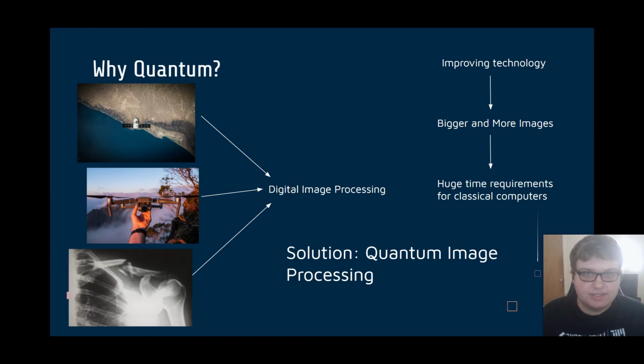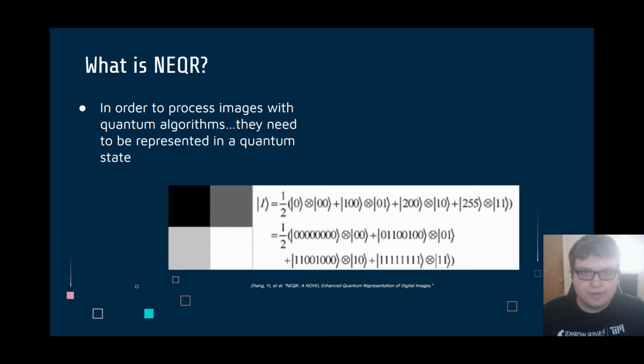As our image and sensor technology has evolved, we now need to process more and larger images. This can begin to cause time problems for classical computers. One possible solution to this is quantum image processing. Now, in order to process images using quantum computers, the images need to be in a quantum state. This is what NEQR is used for. It transforms an image like this simple 2x2, for example, into a quantum state where it can be stored and utilized by other quantum algorithms.